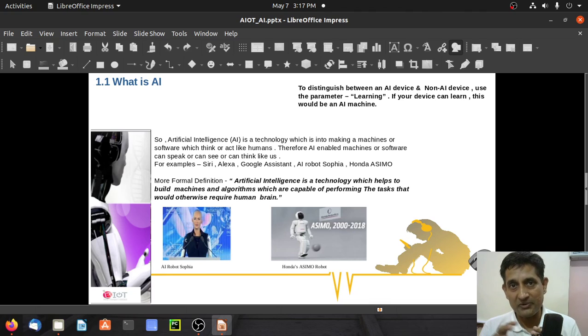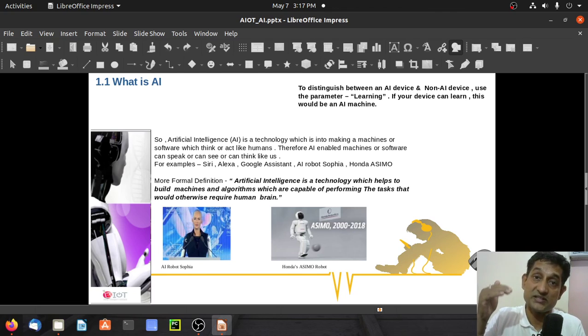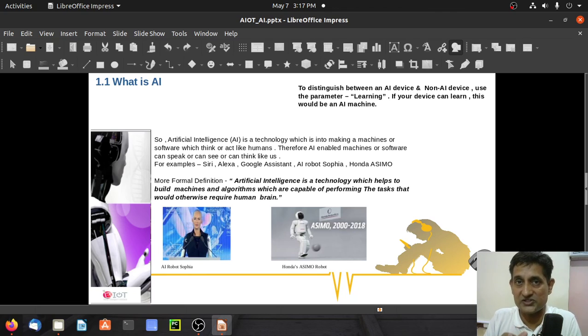So just to summarize, AI is basically a technology using which the machine can mimic human intelligence. All right, the machine can do things which otherwise required a human to do. So whatever humans can do, now we are enabling the machine to perform the same task using technology, and that technology is called artificial intelligence.